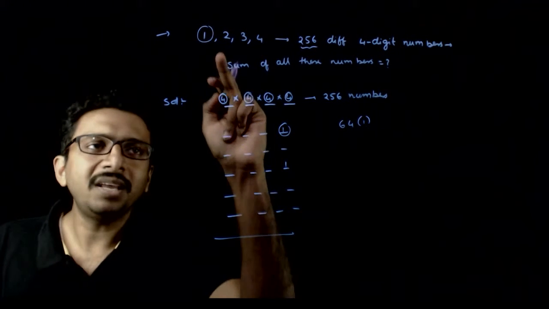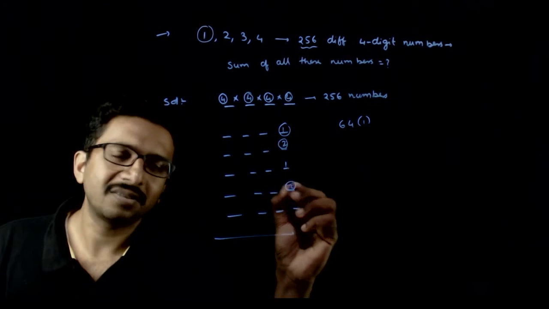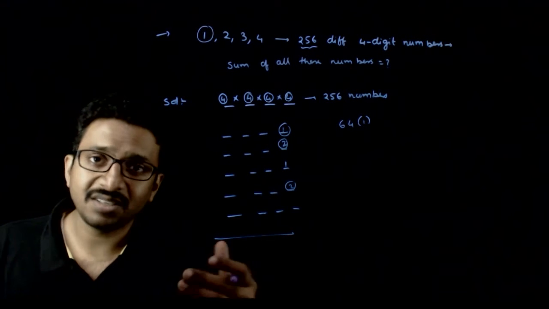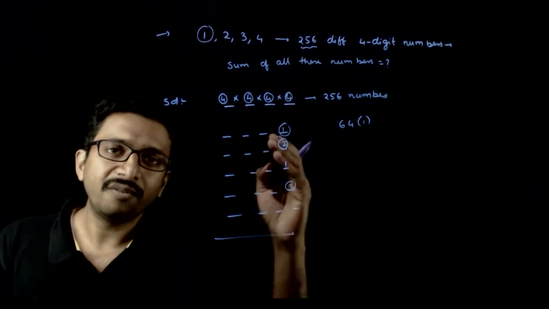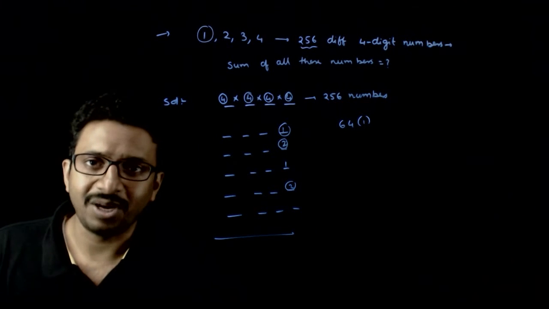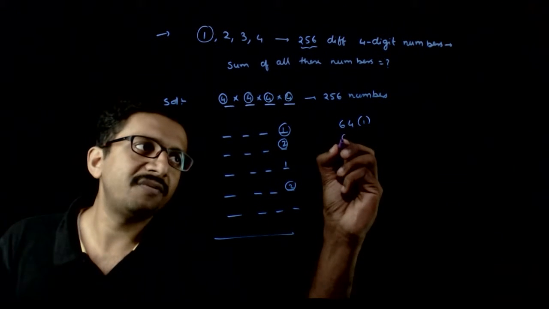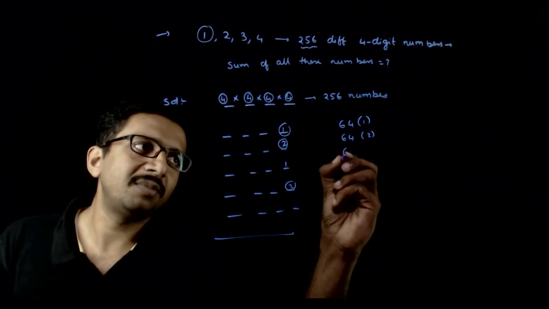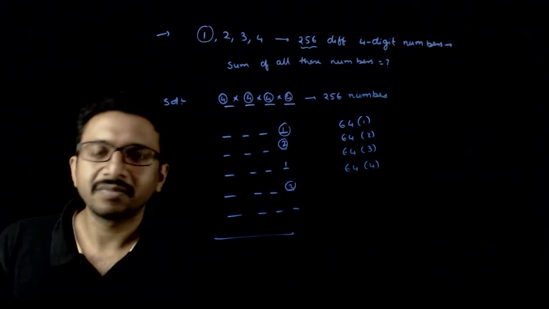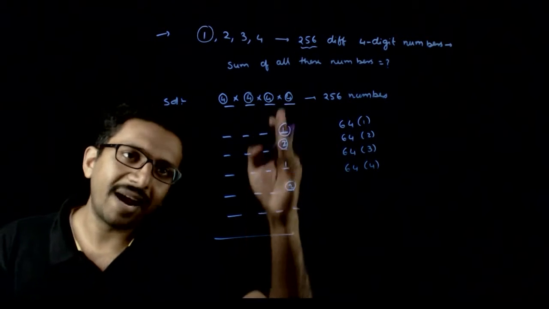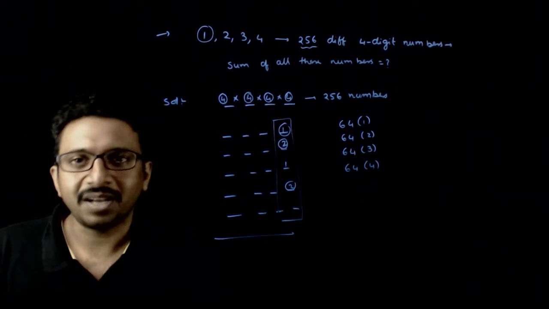Next, in how many numbers does 2 come in the units place? 2 also occurs in the units place in 64 numbers. 3 also occurs in the units place in 64 numbers. 4 also occurs in the units place in 64 numbers. So if I add all the numbers in the units place, I get 64 times 1 plus 64 times 2 plus 64 times 3 plus 64 times 4. So the units digit sum has been completed.